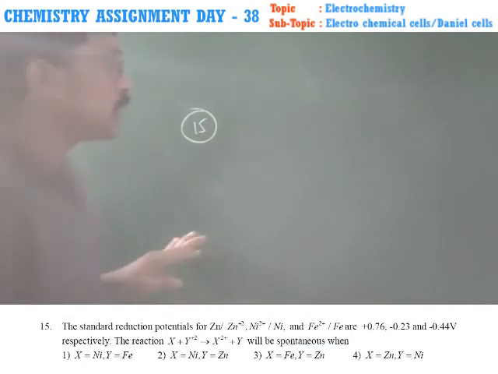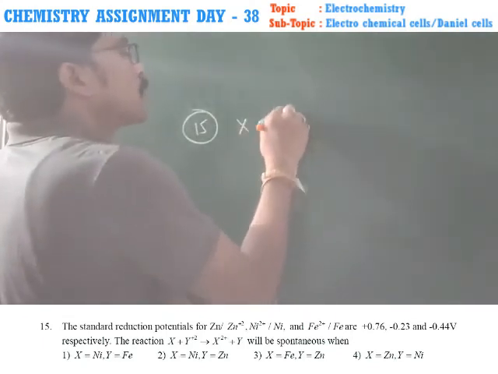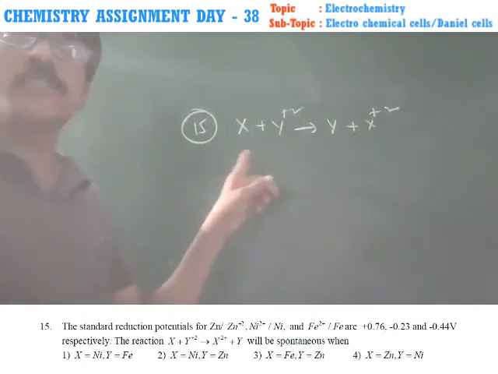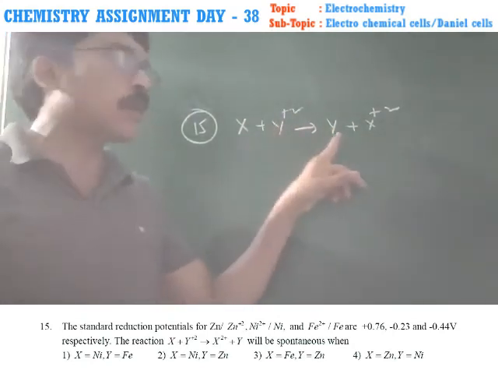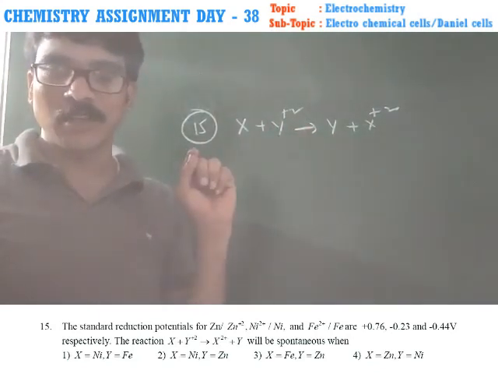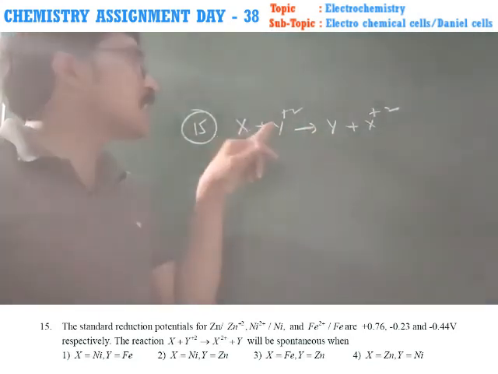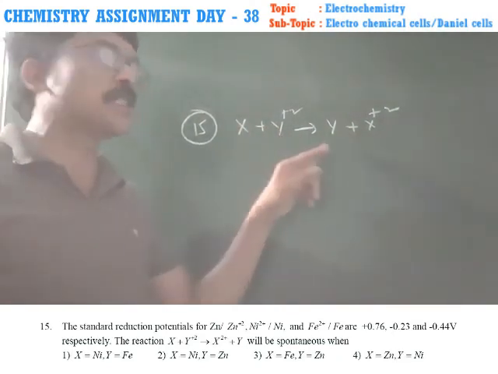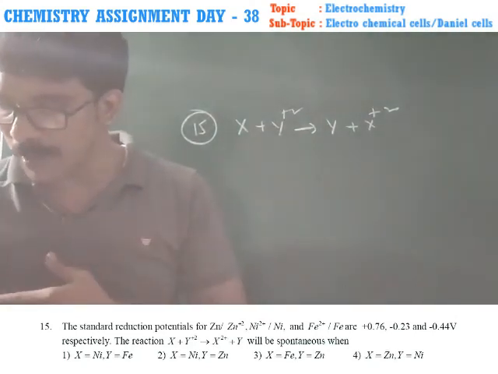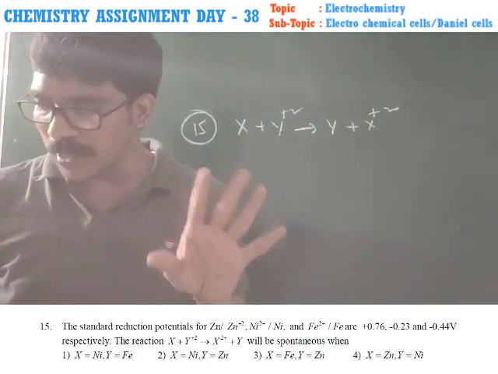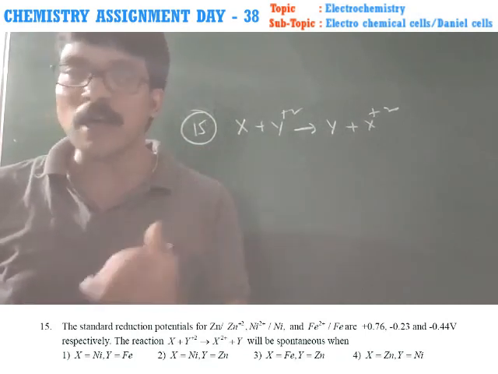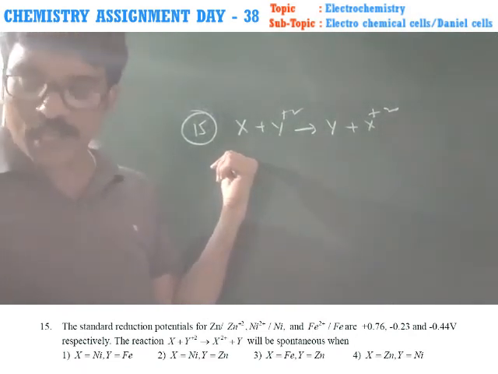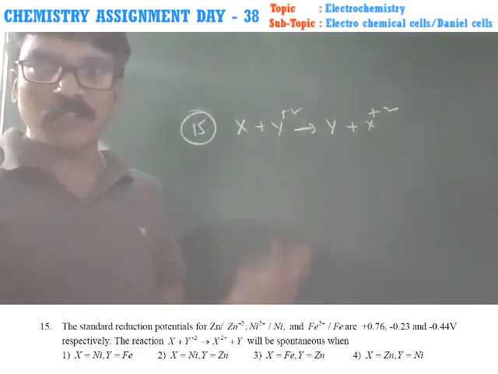Question number 15. The given reaction is X plus Y plus 2 gives Y and X plus 2. The meaning of this reaction is that X undergoes oxidation and Y plus 2 undergoes reduction. So this is possible: the highest SRP, Y, undergoes reduction, and the lowest SRP, X, undergoes oxidation. By observing the options, the SRP values of nickel, zinc, and iron are given. Based on the options, if X is zinc, Y is nickel. So that is the correct answer.